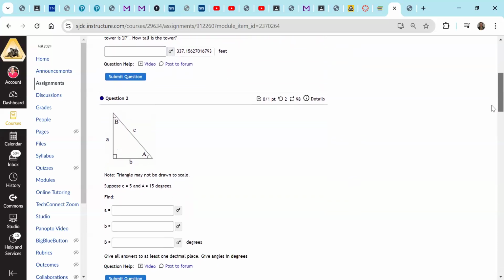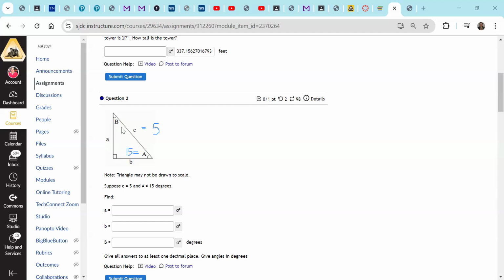Question 2 is saying we are given a right angle triangle. Triangle may not be drawn to scale. Suppose c is 5. This side is 5 given to us. And A is equal to 15 degrees. This angle A is 15 degrees. We're going to be finding the small a, small b, and capital B angle.